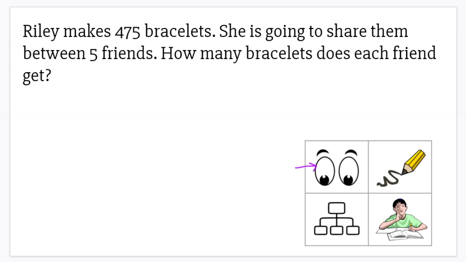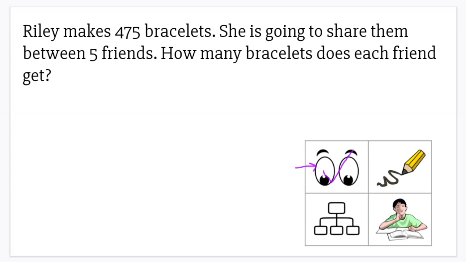If I read it 2 times, it helps me understand what the problem is about and helps me focus on key information. Step number 1, I read it 2 times. Now, step number 2 is to find important information and circle or underline it.